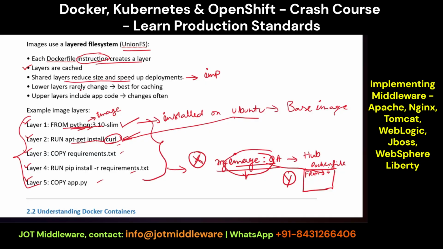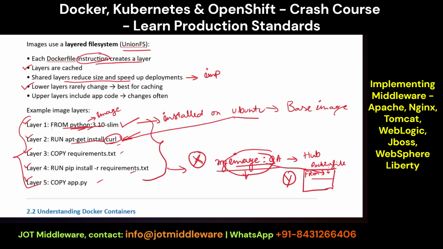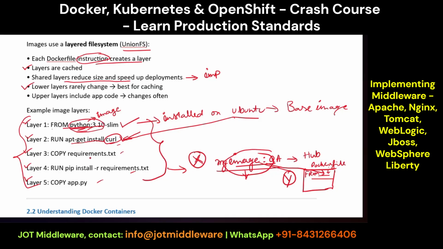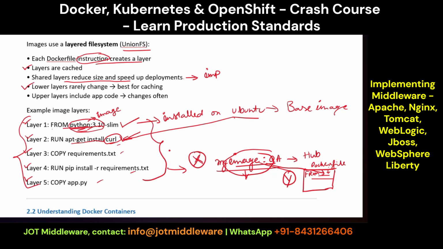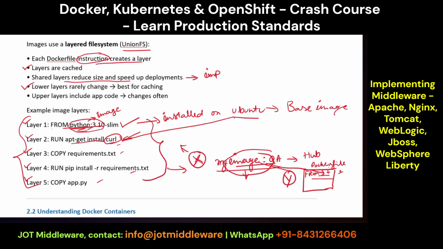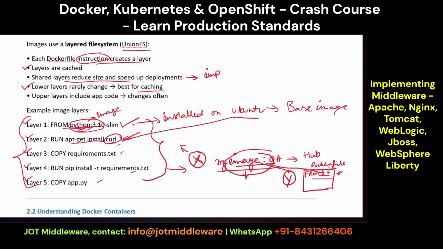Now, lower layers rarely change. So here, this Y team is using your image, which is my image. And the lower image here is Python. So this one will not change. It is very rare; unless and until the X team changes it, it will not impact the Y team, right? So that is what it says. It is best for caching.